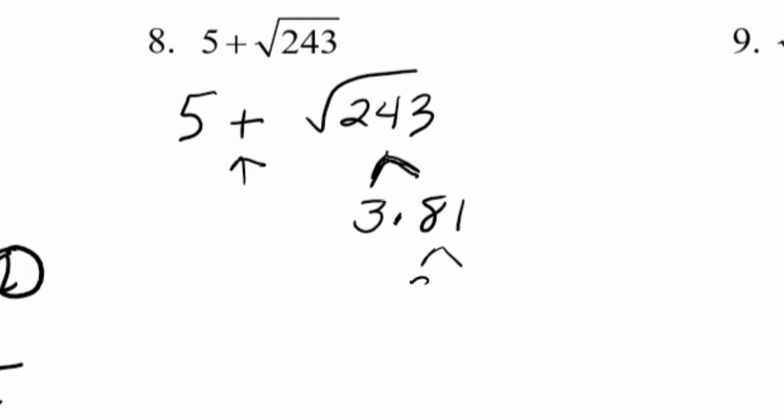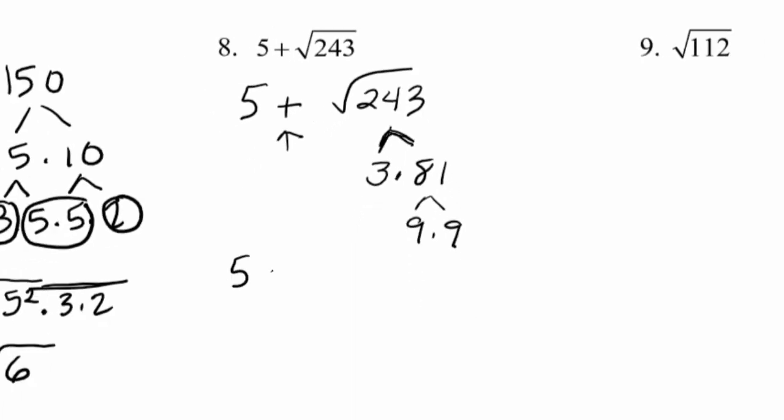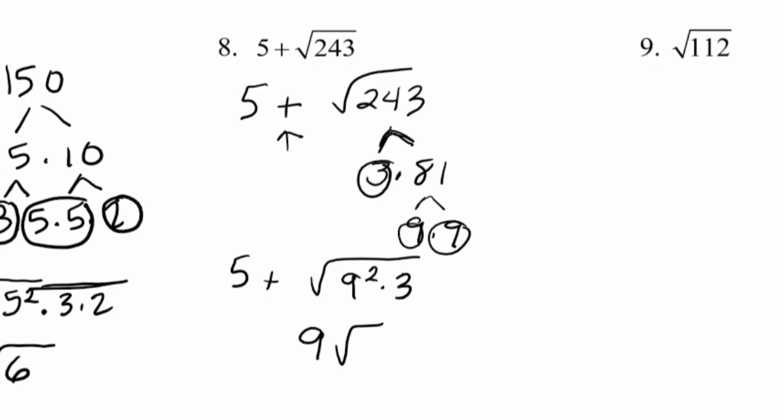It's 9 times 9. Matter of fact, I'm going to leave it just like that because I know 9 times 9 is a perfect square. So we have 5 plus, okay, this 243 is 9 squared times an extra 3, right? Two 9's and a 3. So we can take the square root of the 9 squared, that's going to be 9, and then the extra 3 stays in the radical, and this says plus 5.